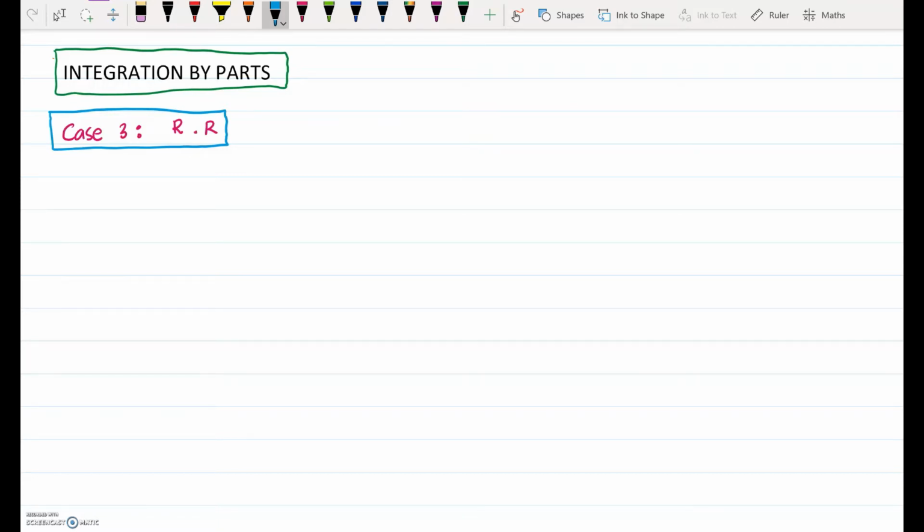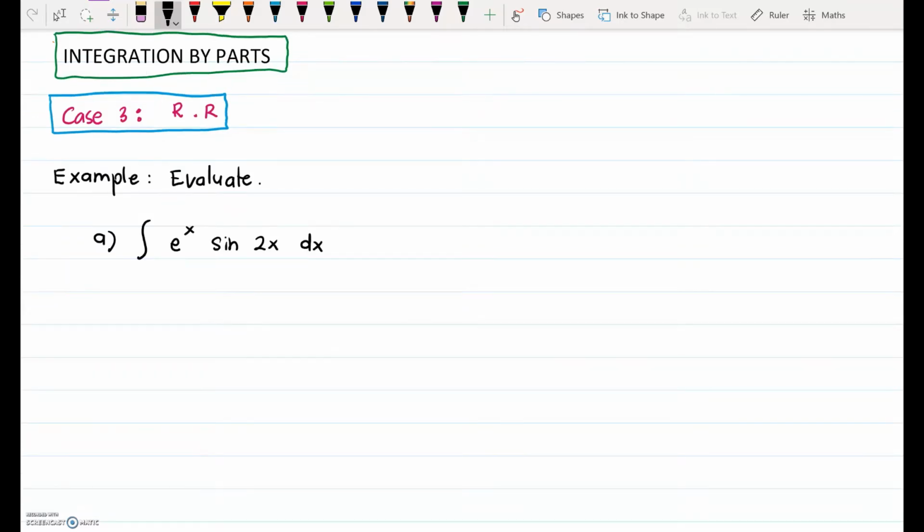Let's continue with integration by parts for case number 3, where you have a function of a repeatable function times another repeatable function. Here is the example for integration by parts for case 3. Evaluate the integration of e^x sine 2x dx.